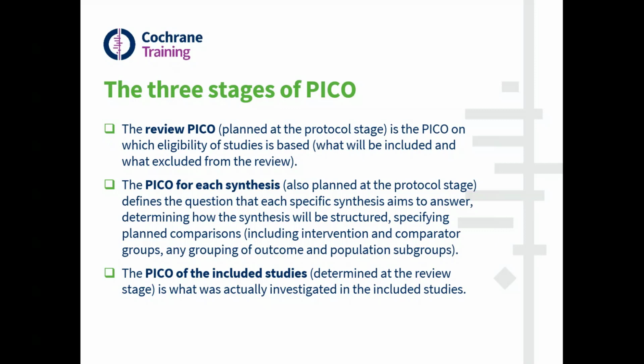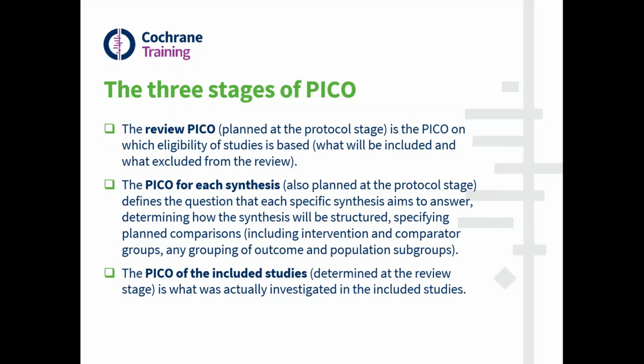We've got a review level PICO, which we plan at the beginning of the review, and this is the PICO, which I should say for those of you who are not familiar with PICO, it's an acronym for the Population, Intervention, Comparator and Outcome that the review is going to be looking at. So we can specify the level of a PICO at the level of the review, which will determine which studies we might include or exclude from the review. And that then can be broken down into more detailed PICOs for each synthesis, which is also planned at the protocol stage.